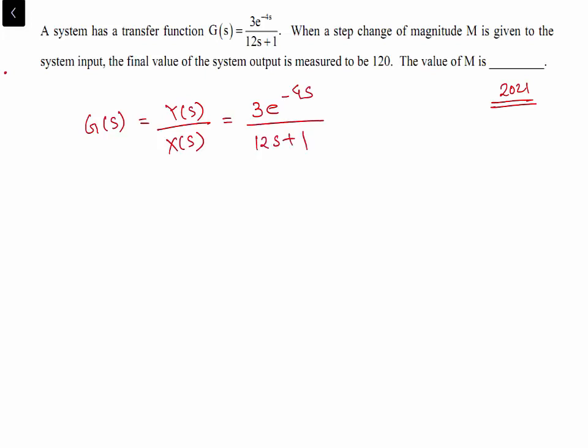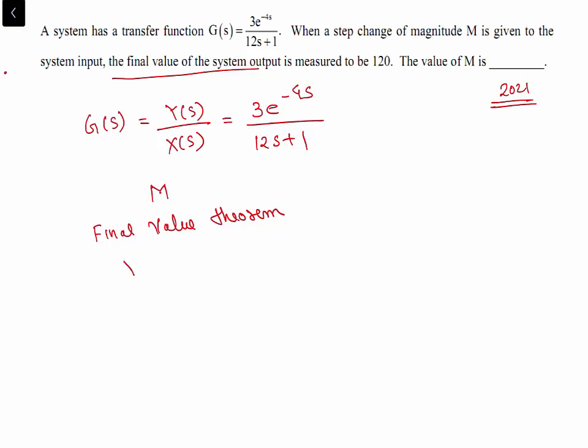Okay, when a step change of magnitude m is given, means input is given, that is X(s) value is m to the system input. Okay, the final value of the system output is measured 120. So the term is given, final value of the system. जब भी ये term आए सीधा दिमाग में क्लिक होना चाहिए that we have to apply final value theorem. ठीक है, so हमें फाइनल वैल्यू थ्योरम पता है.